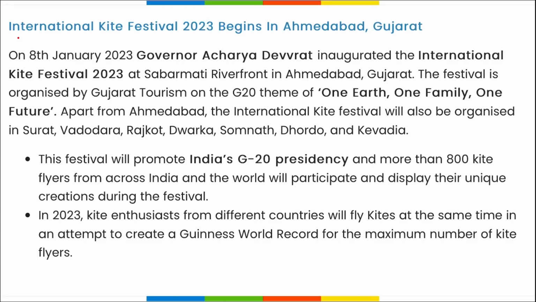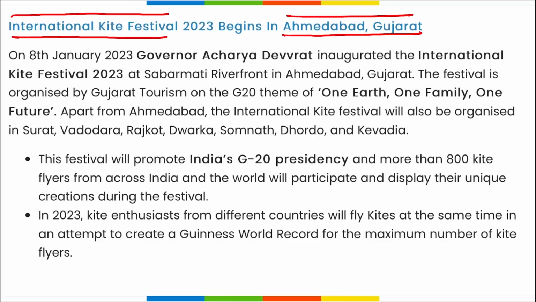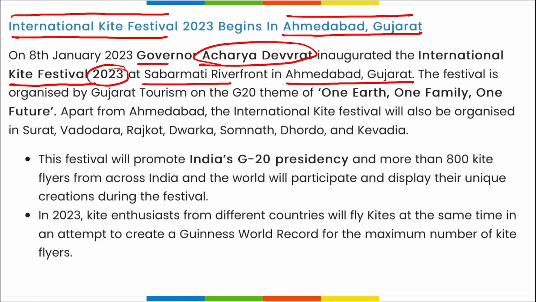Next, International Kite Festival. Where is this observed? It has started in Ahmedabad, Gujarat. Governor Acharya Devrat of Gujarat recently inaugurated this International Kite Festival 2023 at Sabarmati Riverfront in Ahmedabad, Gujarat. The festival is organized by Gujarat Tourism on the G20 theme, that is One Earth, One Family, One Future, and the theme here is also Vasudhaiva Kutumbakam.